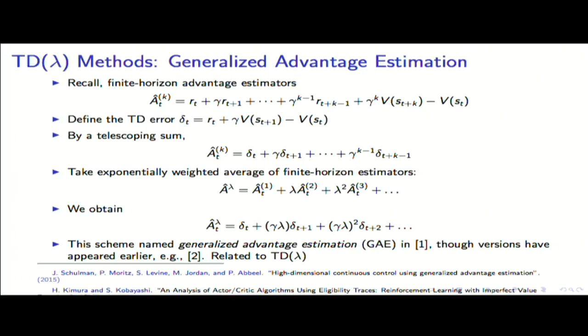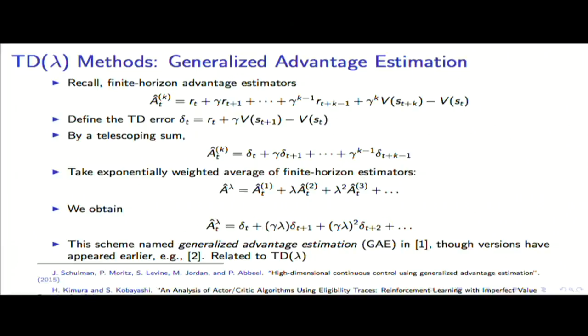And so this method, when you put it all together, is called generalized advantage estimation. Why do I have the wrong formula in all these places? This should say 1 minus lambda again. So this is just what we did on the previous slide. We have the telescopic sum. We take the exponentially weighted average. We have this lambda estimator. This scheme is called generalized advantage estimation.